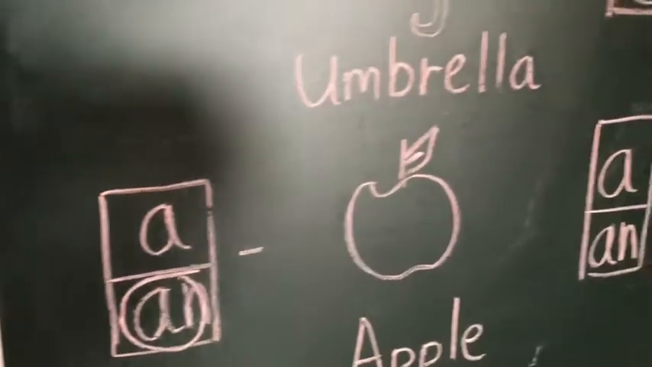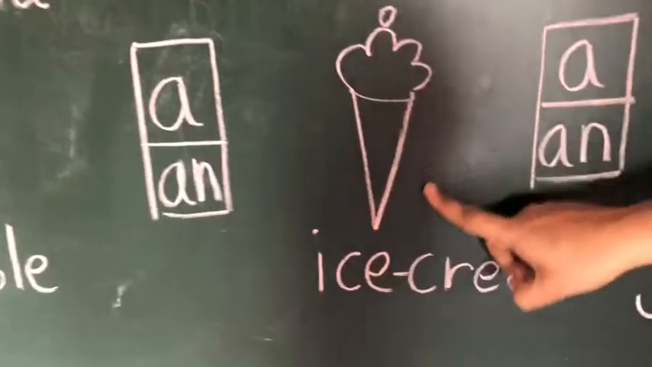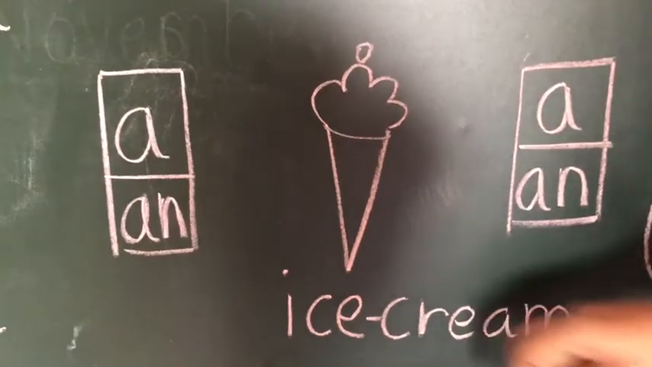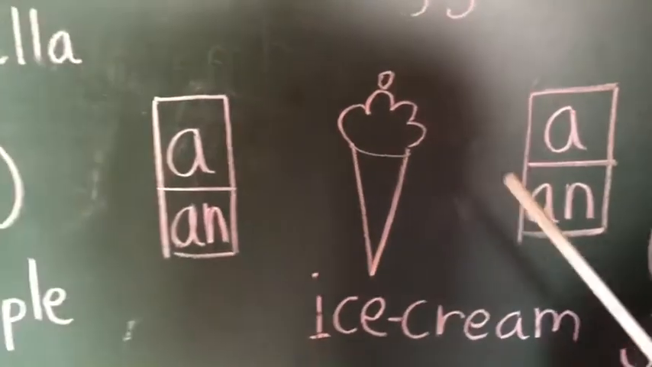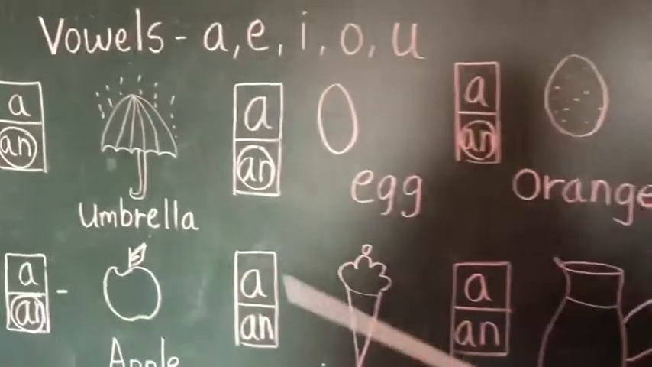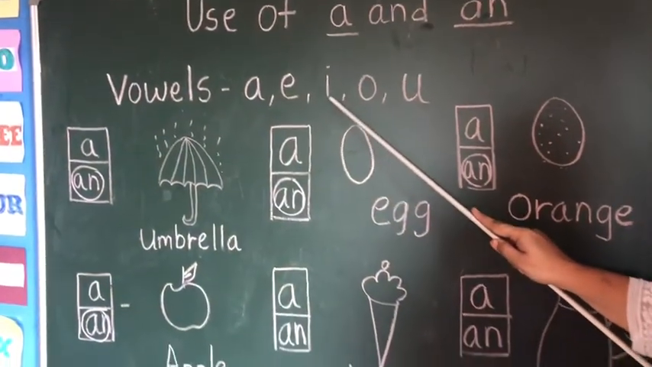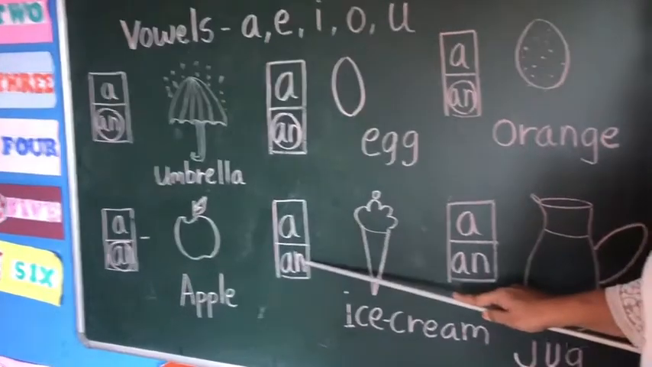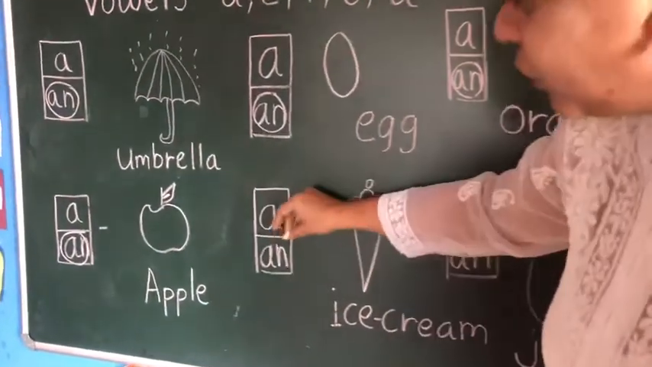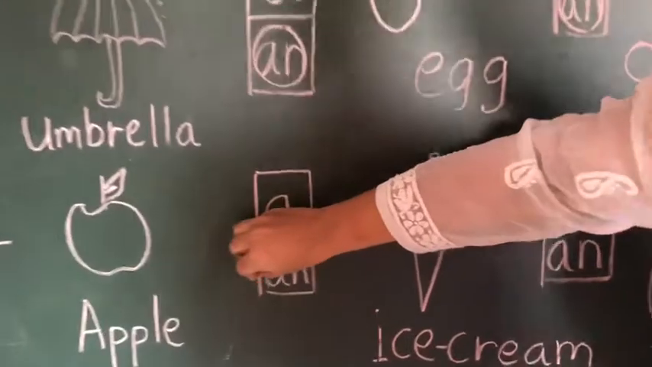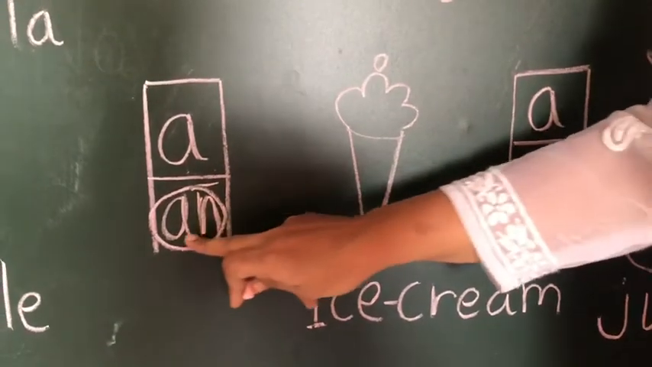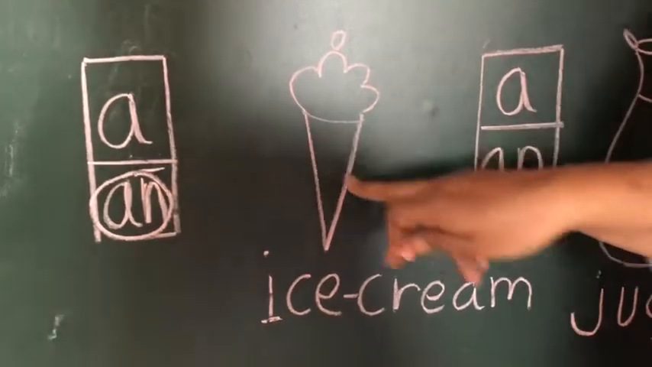Now what will come after this? See, this is ice cream. You must be loving to eat this ice cream. It starts with the letter I. I is what? Our vowel. Okay, if it is a vowel, what do we have to use, a or an? Yes, this time you are absolutely correct. It is an ice cream. We don't say a ice cream.